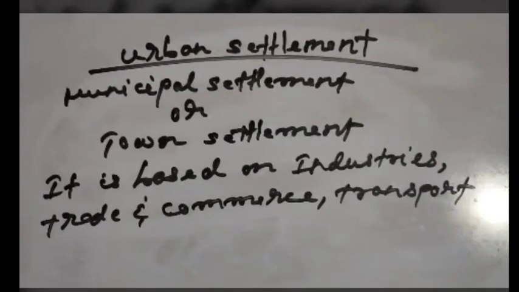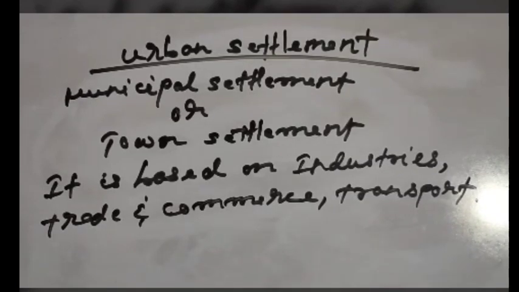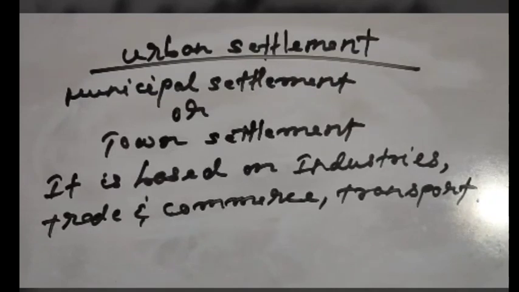Okay, the next type of settlement that we'll discuss is urban settlement. Now, urban settlement can also be called municipal settlement or town settlement. Now, in the previous class, we discussed rural settlement, where the primary activity of the people was agriculture, that is farming, or you can say the fishing industry. People live by fishing because they live along the riverside.